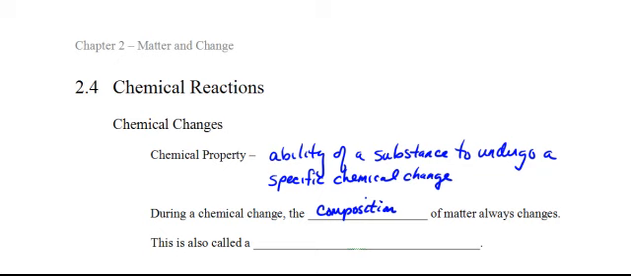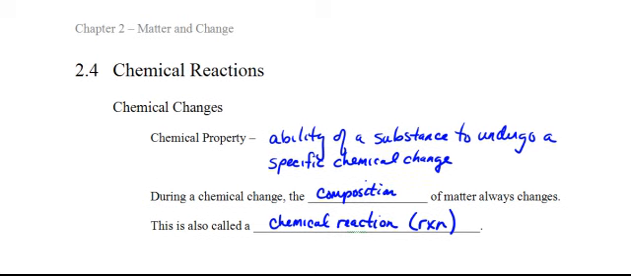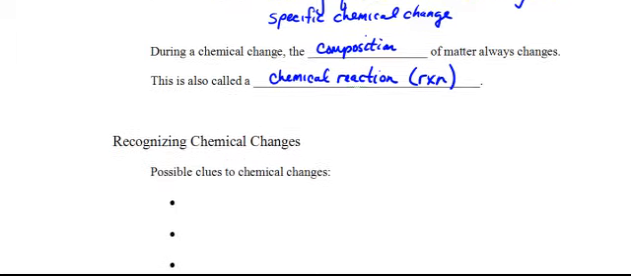This is also called a chemical reaction. And let's write out reaction. I usually don't write out reaction this way. I prefer to write out reaction RXN. It's just an abbreviation that I picked up along the way, and so you'll be seeing that throughout this course a lot. Okay. So that's what a chemical reaction is.